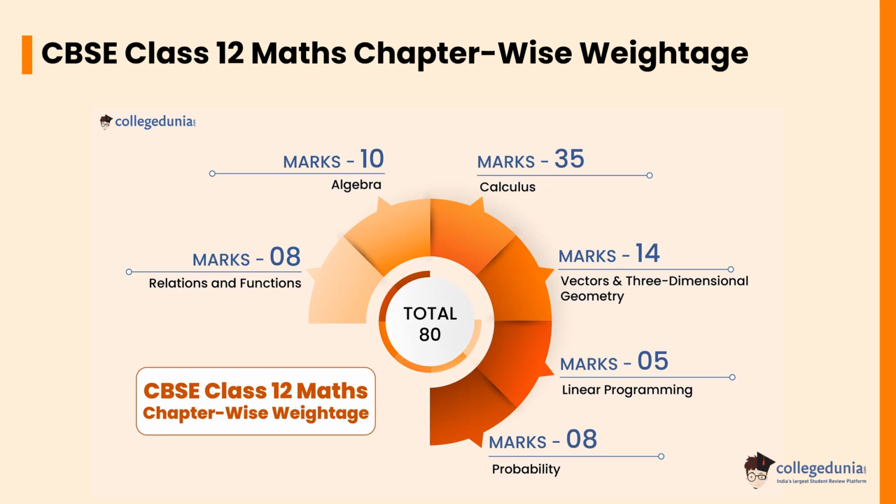Relations and Functions will carry a weightage of 8 marks. Algebra will carry a weightage of 10 marks. Calculus will carry a weightage of 35 marks. Vectors and three-dimensional geometry will carry a weightage of 14 marks. Linear programming will carry a weightage of 5 marks. Probability will carry a weightage of 8 marks.